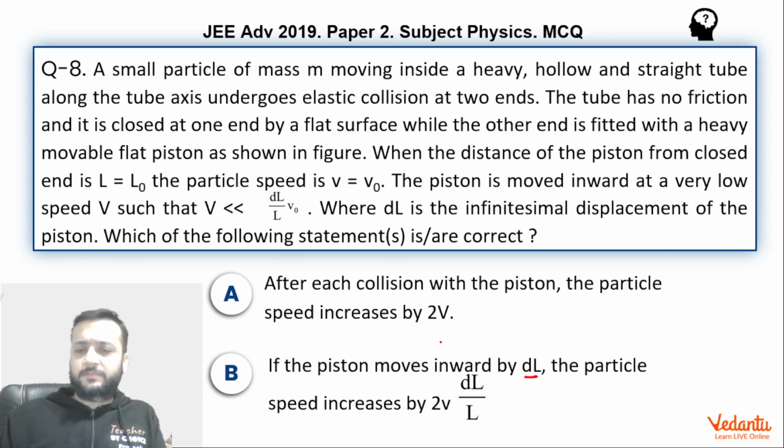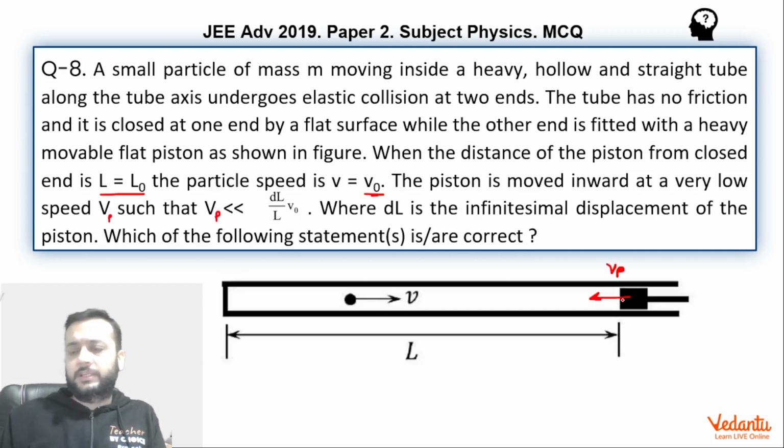Now, the first option is pretty obvious. If you think carefully, then we can say that after every elastic collision, the speed of the particle is going to increase by 2v, because the piston is very heavy. The piston is very heavy in comparison to the particle, which is also given in the question. How can we prove this? By the way, this is a standard result. But if you want me to prove this, then we can prove this by an argument itself.